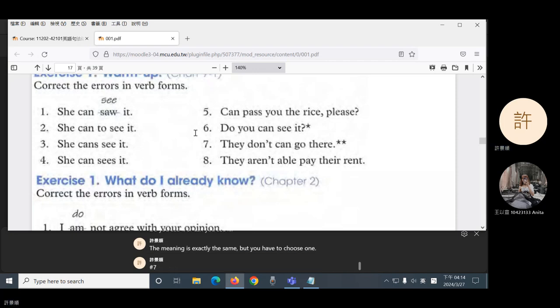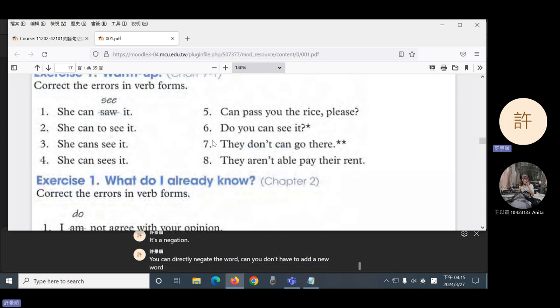Number seven. Did you say they can't? Sorry, can you say again? Yeah? Okay, yeah, they can't go there. It's a negation. You can directly negate the word can. You don't have to add a new word here. So they can't go there.